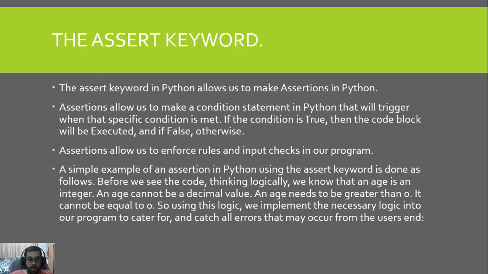Before we see the code, thinking logically, we know that an age is an integer. An age cannot be a decimal value. An age needs to be greater than 0. It cannot be equal to 0. So using this logic, we implement the necessary logic into our program to cater for and catch all errors that may occur from the user's end.